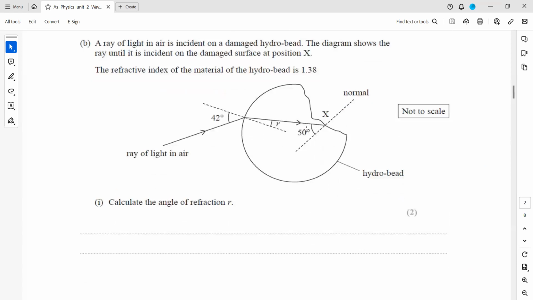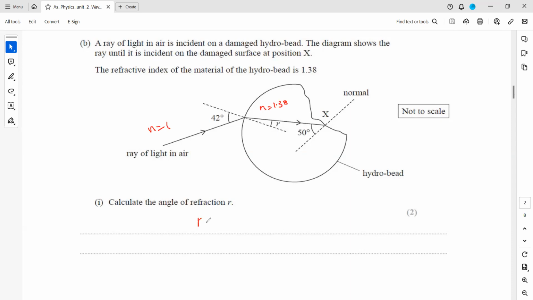In part B, a ray of light in air is incident on a damaged hydro bead, as you can see. The diagram shows a ray until it is incident on the damaged surface at position X. The refractive index of a hydro bead is 1.38. We have to calculate the angle of refraction. So what is the refractive index of the air? 1, and the refractive index of the bead is 1.38.